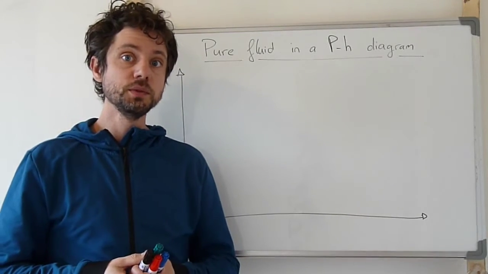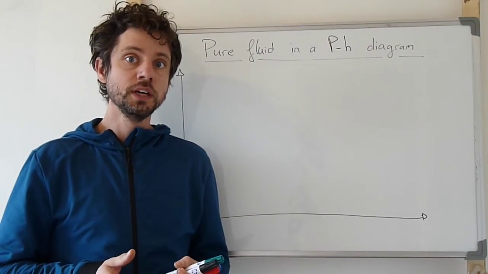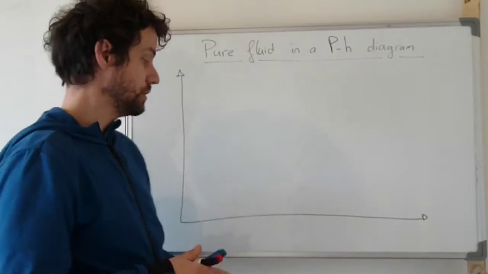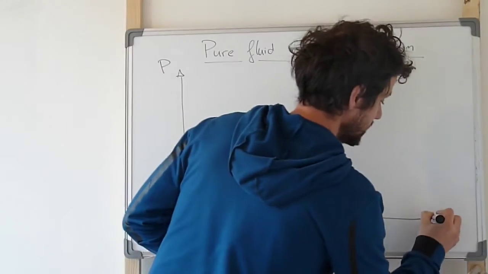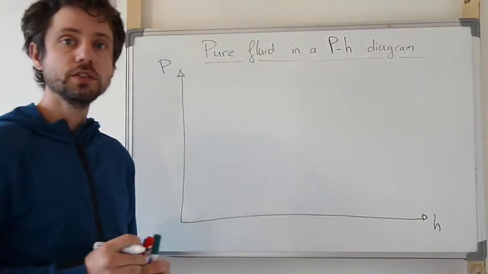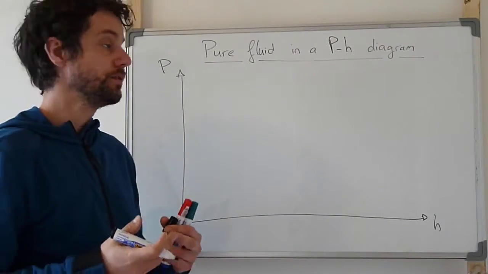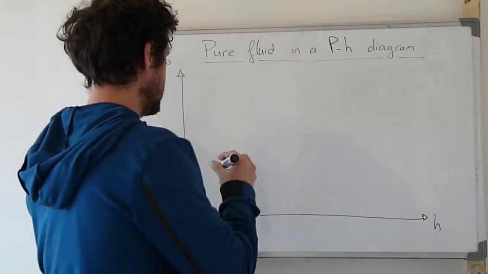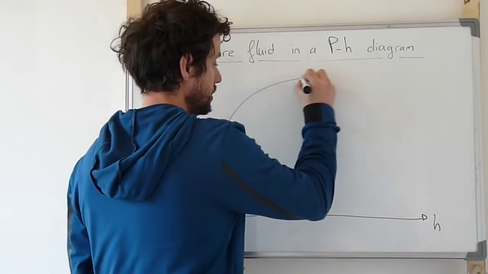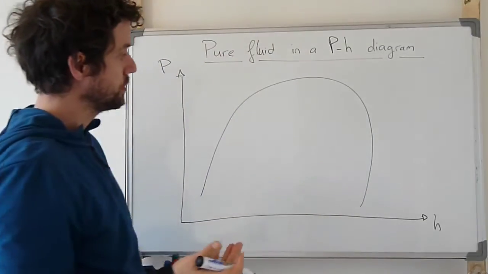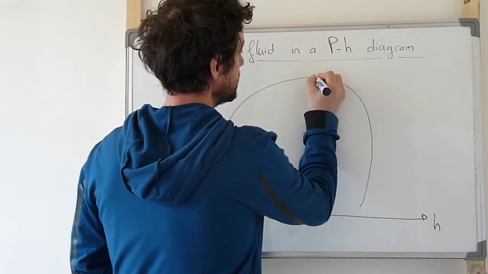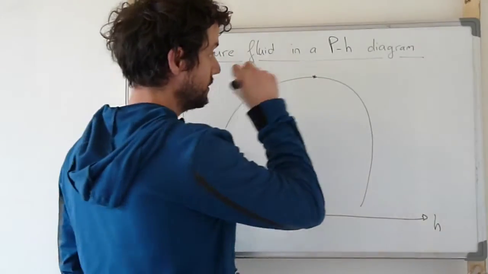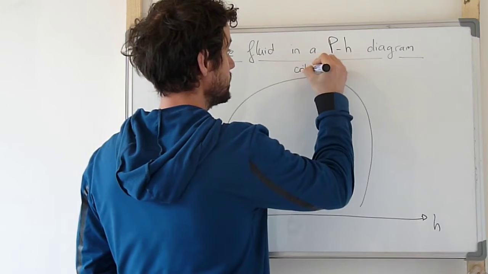Another diagram in which it may be really useful to present pure fluids is the pH diagram, so pressure and specific enthalpy. In such a diagram, one first thing you can also notice is the saturation line. So the shape is looking like this. It's sometimes called a bell because it has a bell shape. Similarly to the TS diagram, over there we can find the critical points.